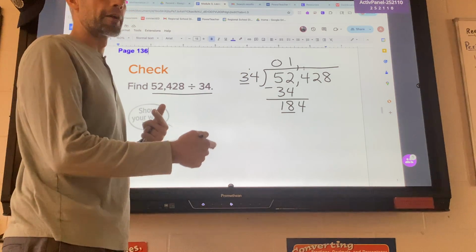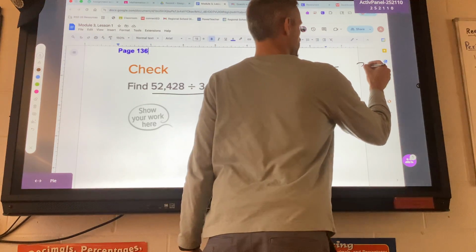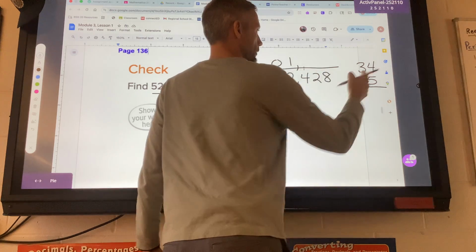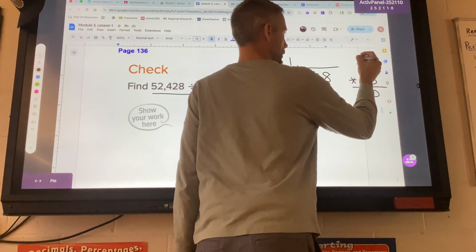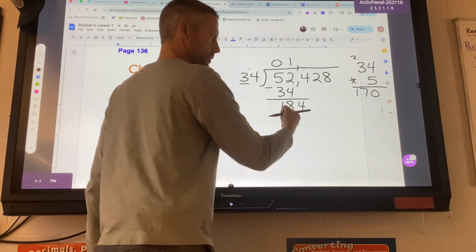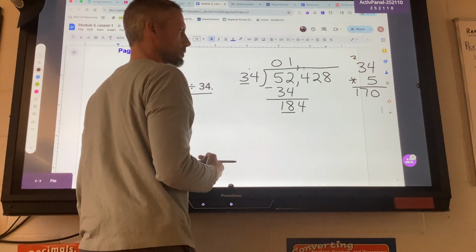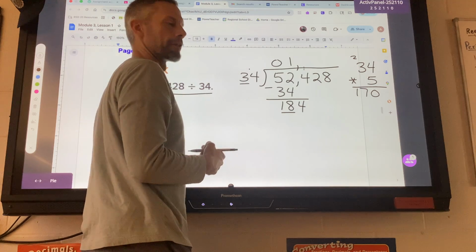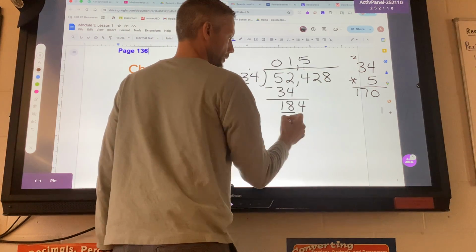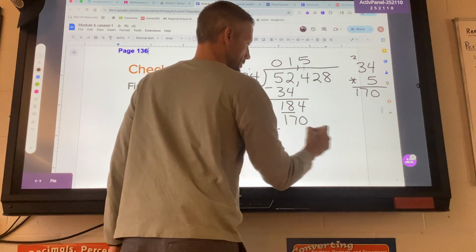I think maybe I'm going to go 1 less to try to see if it fits in. So I'm going to do 34 times 5 on the side. 5 times 4 is 20, carry the 2. 5 times 3 is 15, plus 2 is 17, so 170. And 170 is as close as we're going to get to 184. We wouldn't be able to fit another 34. So 5 is going to work. I'm going to put the 5 here. 5 times 34 is 170.